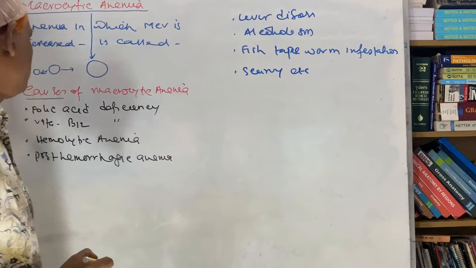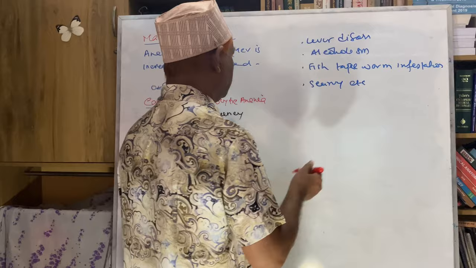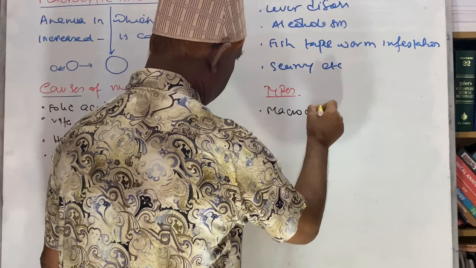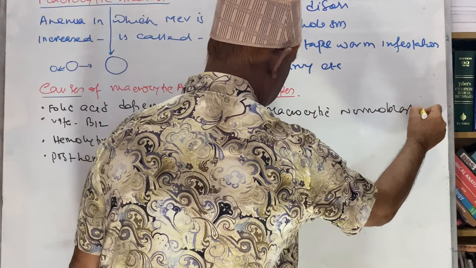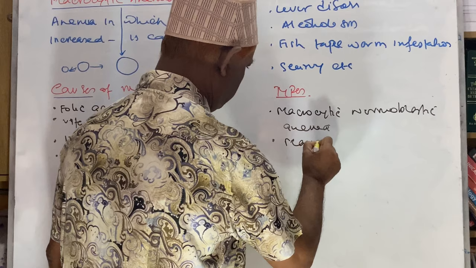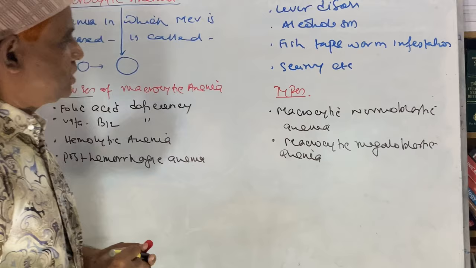Now come to types or classification of macrocytic anemia. Macrocytic anemia is of two types. One is macrocytic normoblastic anemia, and another is macrocytic megaloblastic anemia. So the types are macrocytic normoblastic and macrocytic megaloblastic.